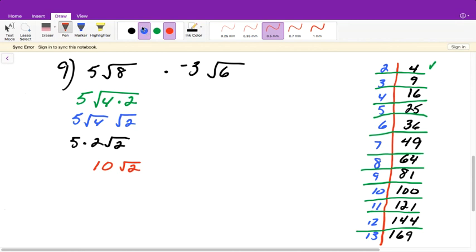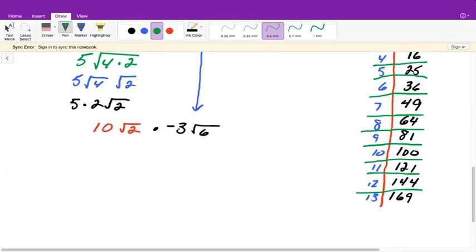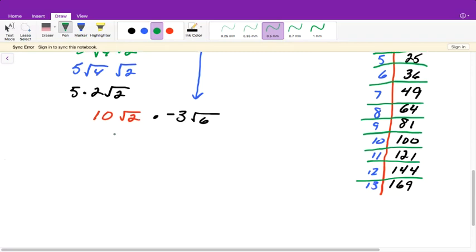All right, so then for this one here, negative 3 times the square root of 6, no perfect square goes into it, so that's just going to go ahead and drop. So it's still going to be multiplied by negative 3 times the square root of 6. All right, now we check, are our indices the same? Yes, they're both the square root, they're both a 2, so now we can go ahead and multiply.